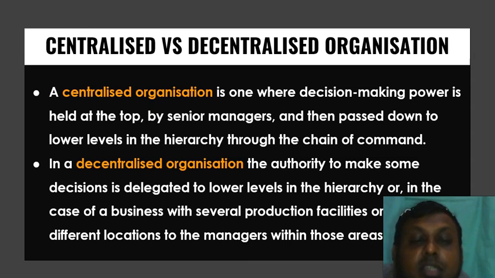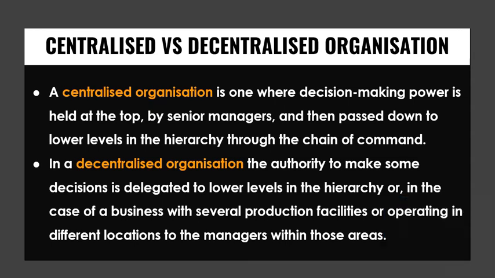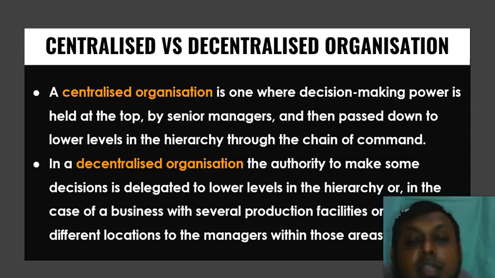They need to make sure that customers receive the same level of service and quality products in every one of its outlets. In a decentralized organization, the authority to make some decisions is delegated to lower levels in the hierarchy, or in the case of a business with several production facilities or operating in different locations, to managers within those areas. An example of a business that may have a decentralized structure is a national hotel chain. Although the company directors are based in the head office of one country, its managers may be in other locations, other countries as well. And those managers are allowed to make decisions to run their business.